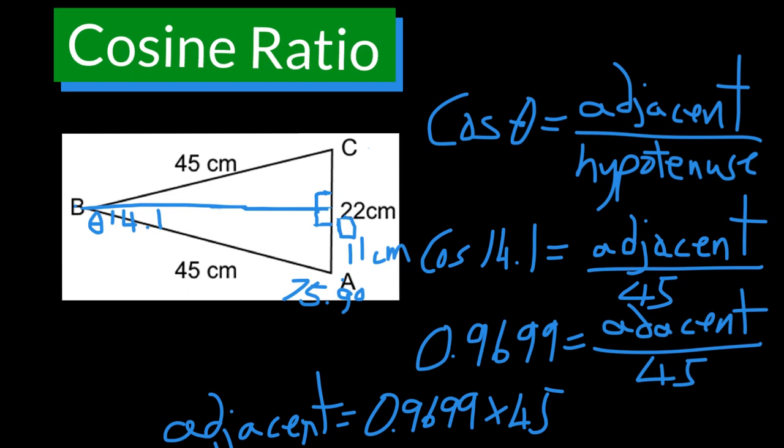0.9699 times 45 centimeters equals about 43.6 centimeters. So side BD is about 43.6 centimeters.